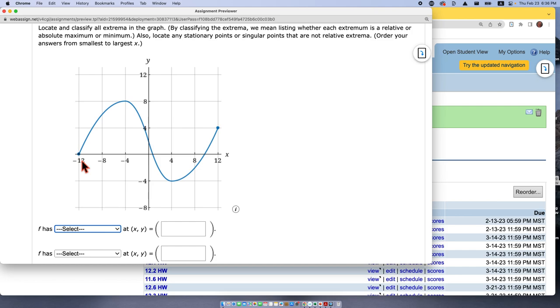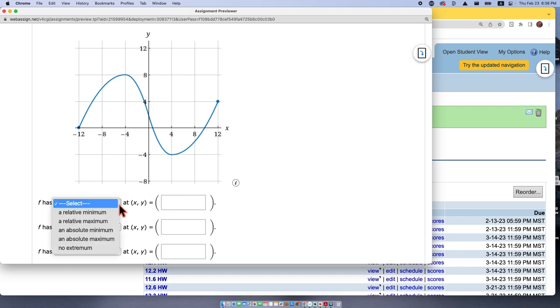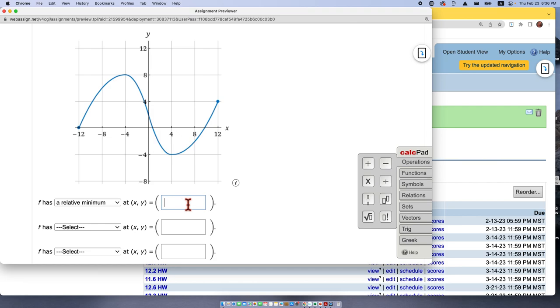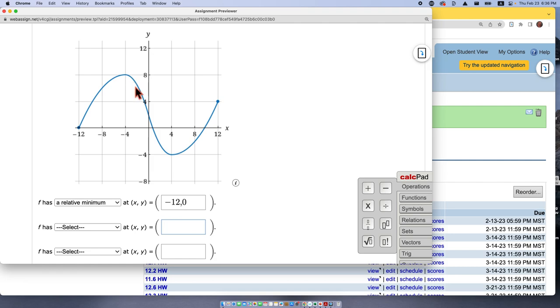Relative minimum. Good. It's because it is the lowest of all its neighbors. Okay, so we come in here, we say it's a relative minimum, and then we give its, and notice this already has a parentheses, so we're just going to enter in -12, comma, and what's the y value? 0. Okay.